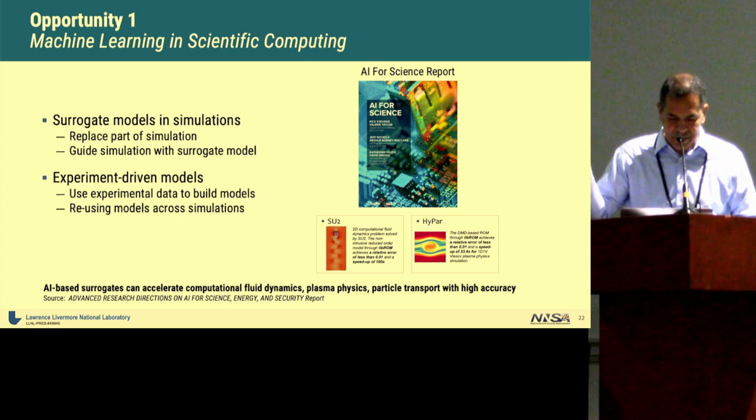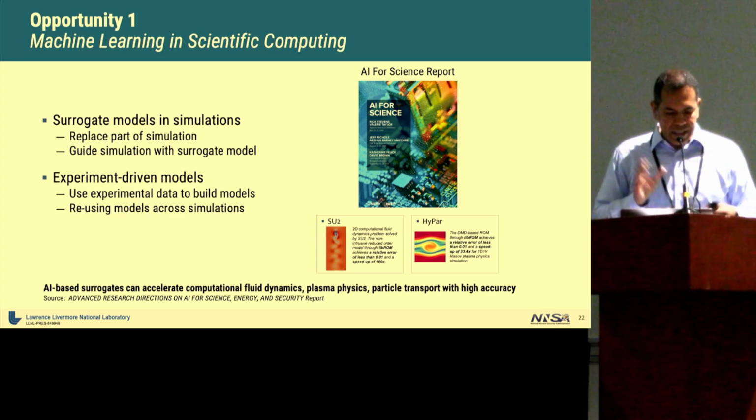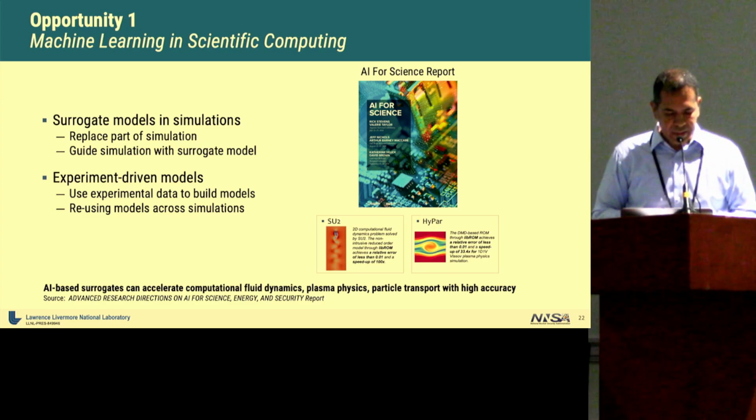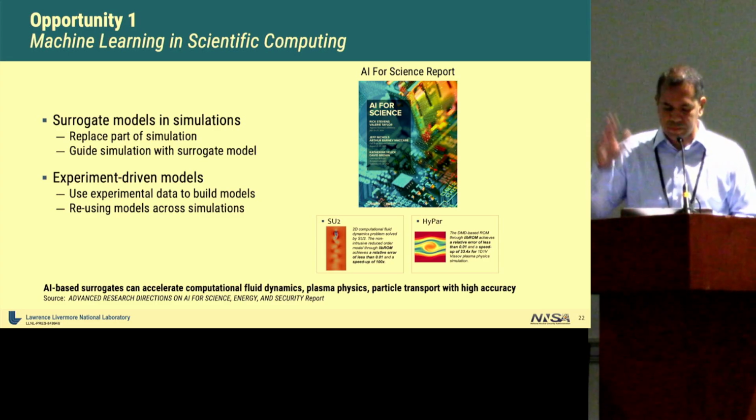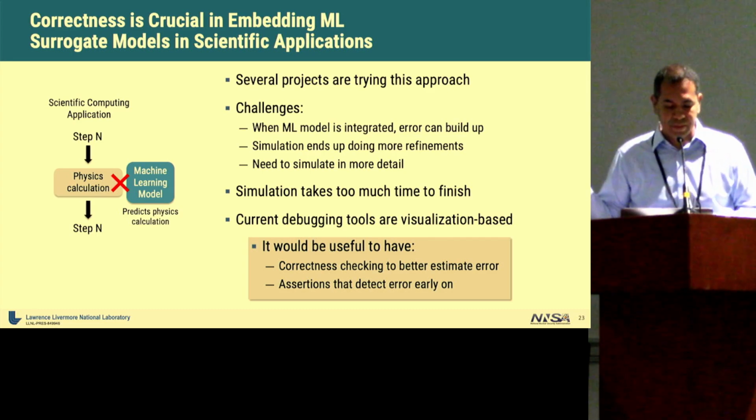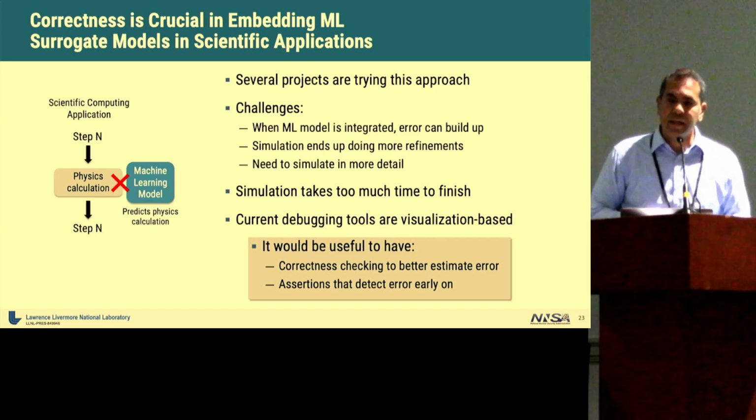There are many applications that could benefit from this, from plasma physics to particle transport and so on. So the idea is to replace part of the simulation with a surrogate model, right? And we could use experimental data to build the model and maybe reuse the models across simulations. So that's the main idea. And there are several teams trying to do that. We have a few groups in Livermore that are trying to do that. But they are actually facing correctness challenges here.